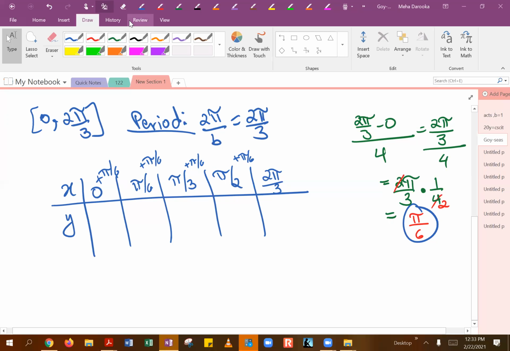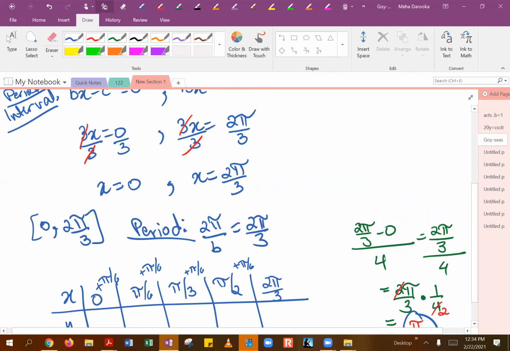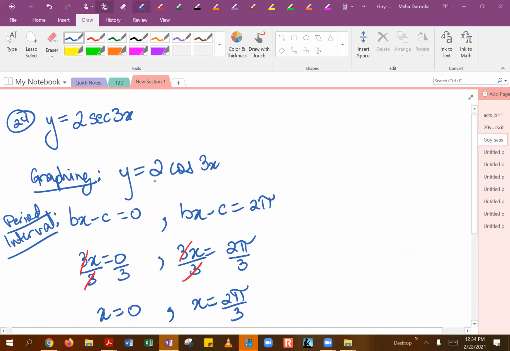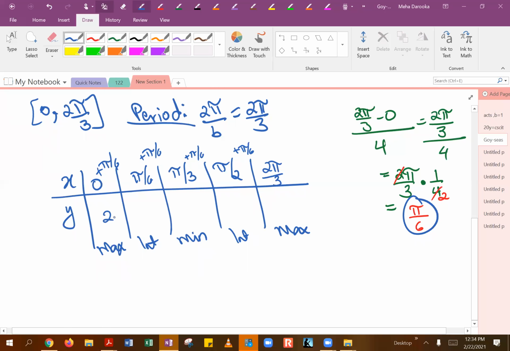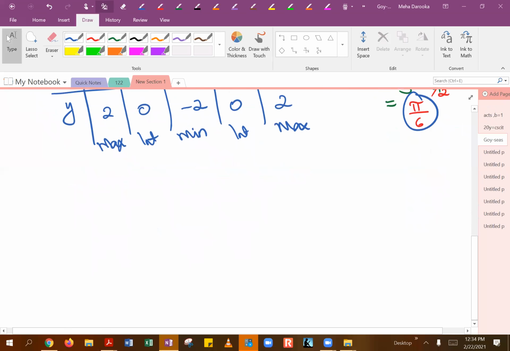So a cosine function always begins with a maximum. So you go from maximum, intercept, minimum, intercept, and then, of course, you're going to end up at a maximum again. For your maximum, you can look at the A value, which is positive 2 in this case. So that's what your amplitude is going to be. So at maximum, you are going to be at positive 2. At minimum, you are going to be at negative 2. And then, of course, intercepts bring you down to 0.